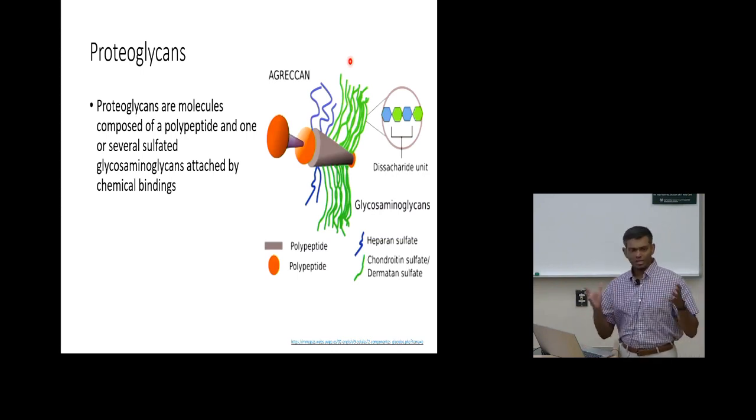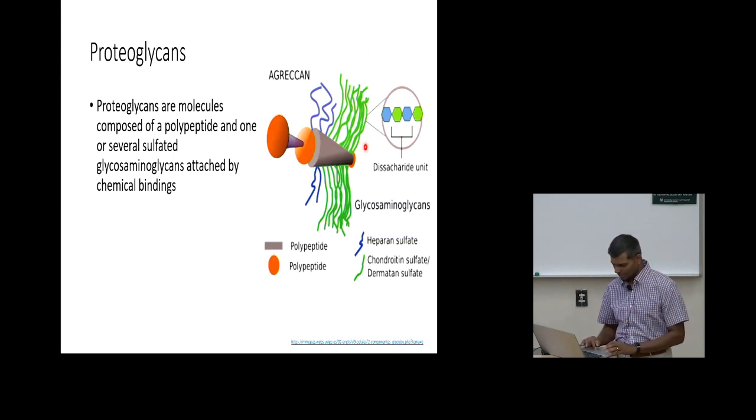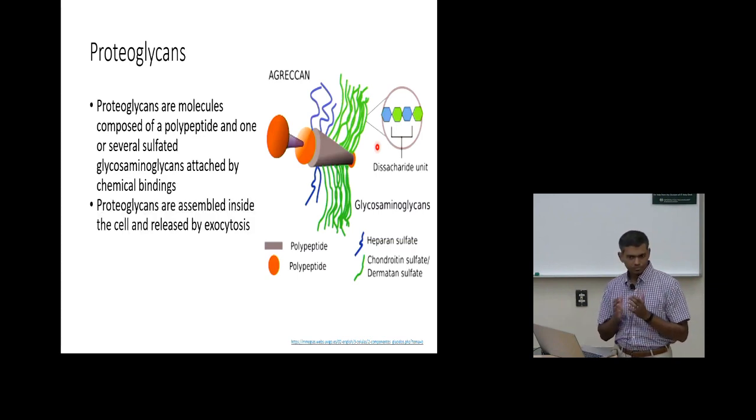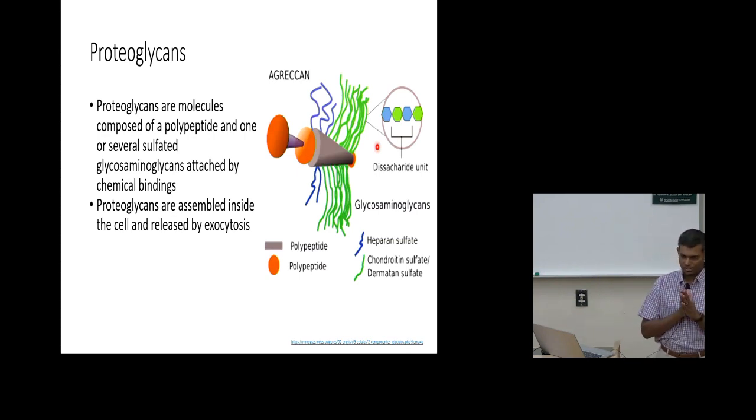And if you think about proteoglycans, 95% of it is going to be these polysaccharides, and only 5% is going to be the actual protein backbone. And these will be produced in the cells and released by exocytosis.